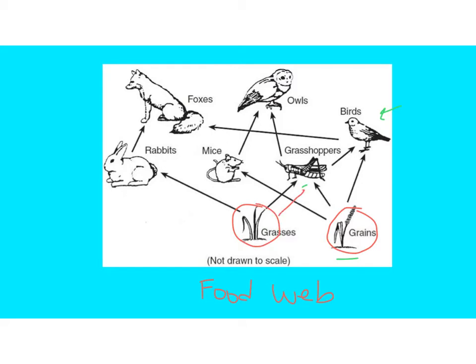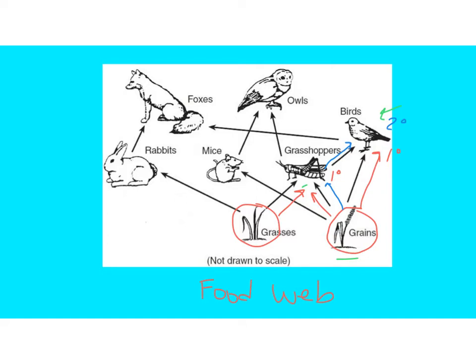So for here, you can see here's your producers, the grains and the grasses. So Mr. Grasshopper here, he would of course be what type of consumer? Since he's eating the producers, he's a primary consumer. Mr. Bird here also eats the grain, which makes him a primary consumer, but you can also see that Mr. Bird eats grasshoppers also. So the bird would also be a secondary consumer.